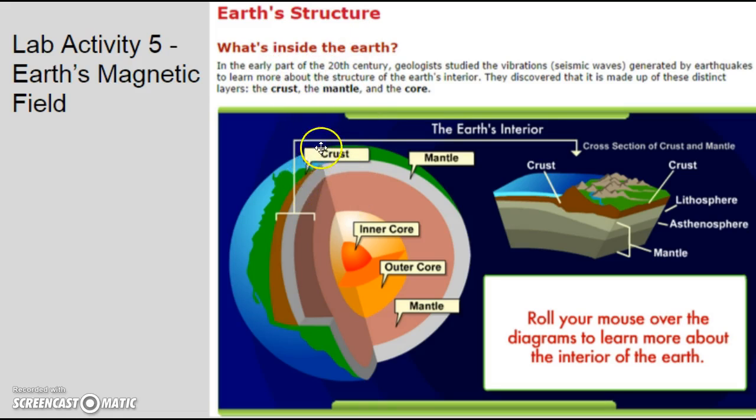Here we can find that the Earth's crust is the outermost, the thinnest layer of solid rock, and beneath it is the mantle. We have an upper mantle, we have a lower mantle, we have a liquid outer core, we have a solid inner core. And by now you might be saying, well, how do we know this? Well, here's how we know it.